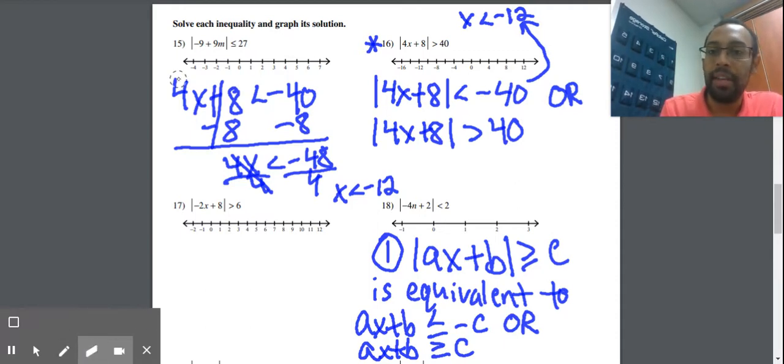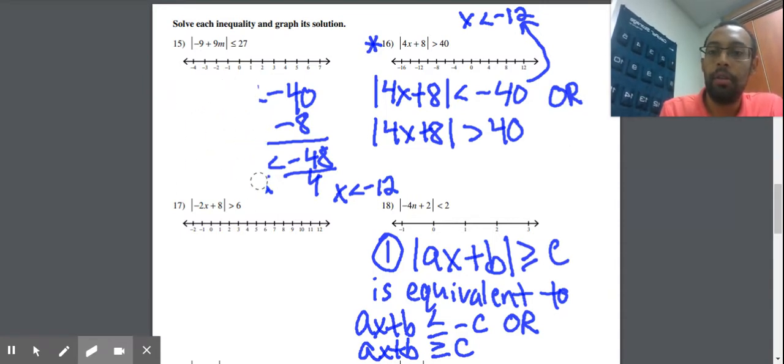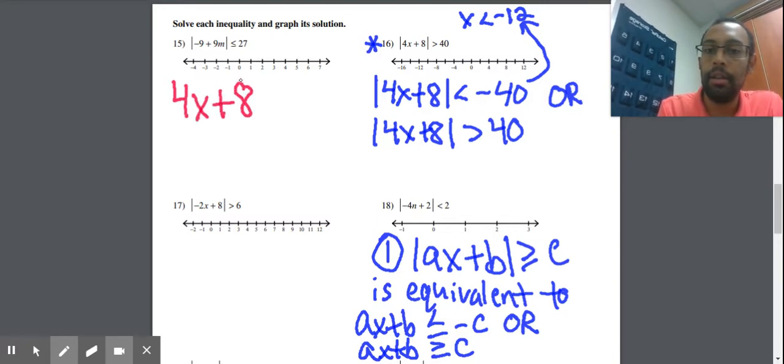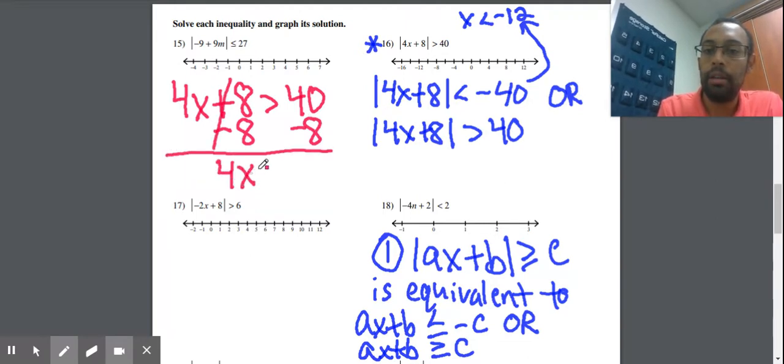Then solving the second one, I'm just going to erase this, and then I'm going to solve the second inequality. And to note the difference, I'm doing it in a different color. 4x plus 8 is greater than 40. Again, I subtract 8. I get 4x is greater than 32. Divide by 4. I get x is greater than 8.